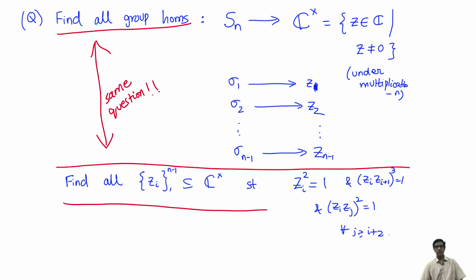Okay, that's the beauty of this. So homomorphisms are just these n-1 tuples of special elements which satisfy the correct relations. Now it's easy. We just have to find such complex numbers. So observe, Zi squared equals 1 for all i means, of course, that we conclude Zi can only be plus or minus 1 for all i.